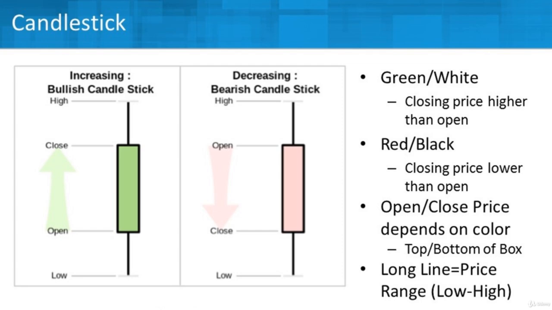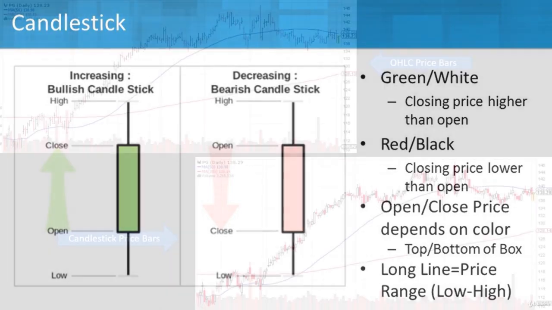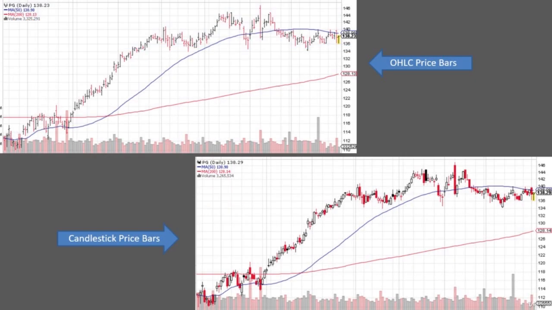The open and the close depend on the color. They'll be at the top and the bottom of the box, and that will indicate the color depending on what happens. But your lows and your highs will always stay the same. Your high will always be the top wick, and your low will always be the bottom wick, as far as the price ranges.